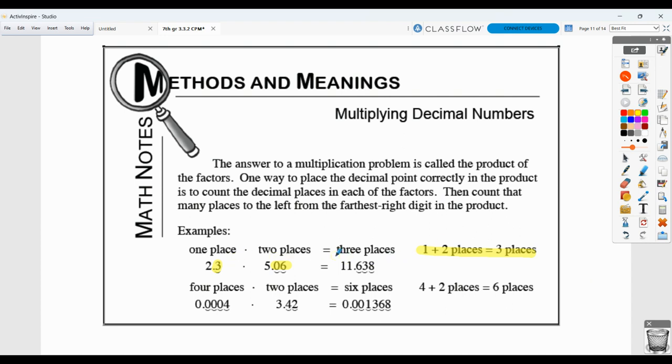So we multiply as though they're whole numbers, and then we place our decimal point 3 places from the back so that we create 3 decimal places. We've also talked about why that is the case. This is 2 and 3/10 times 5 and 6/100. If you multiply tenths times hundredths, you get thousands. So your answer is going to be in the thousands.